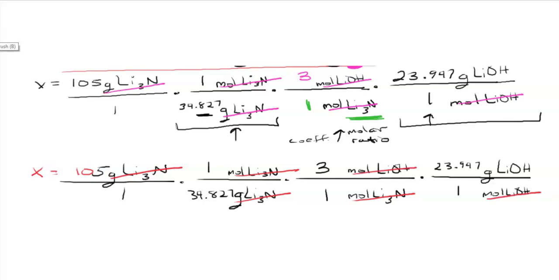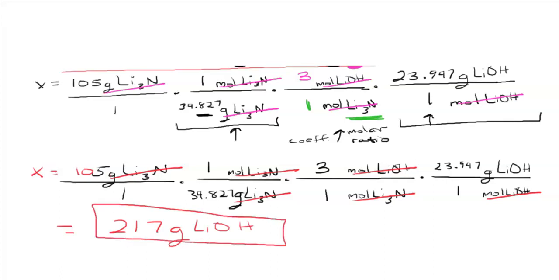So everything across the top divided by everything on the bottom, and you end up with 217 grams of lithium hydroxide. So you were able to calculate, given the fact that part of the recipe started with 105 grams of lithium nitride, you now know you can produce 217 grams of lithium hydroxide.